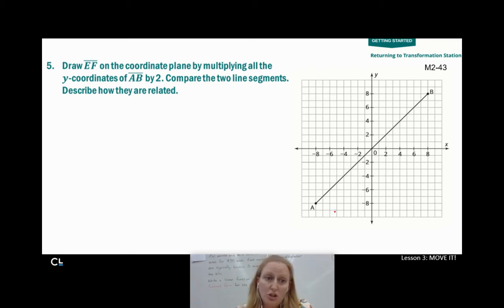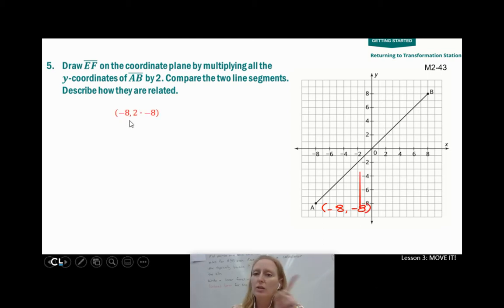So my original A coordinate was -8, -8. But we said to multiply the y coordinate by 2. So not the x coordinate. The x coordinate's going to stay the same. I'm going to multiply my y coordinate by 2. I'm going to double it. So it's still -8, but now my y coordinate is -16. And we'll do the same thing with B. We said that B was at 8, 8. We're going to leave the x coordinate alone, and we're going to multiply our y coordinate by 2. So that's still going to be 8, and of course 2 times 8 is 16.